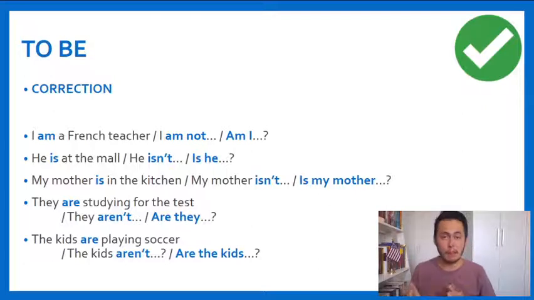Now, number 2, he is at the mall. He isn't at the mall. And interrogative, is he at the mall? Number 3, my mother is in the kitchen. My mother isn't in the kitchen. Is my mother in the kitchen? They are studying for the test. They aren't studying for the test. Are they studying for the test?